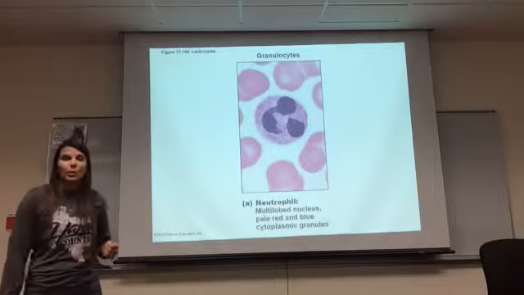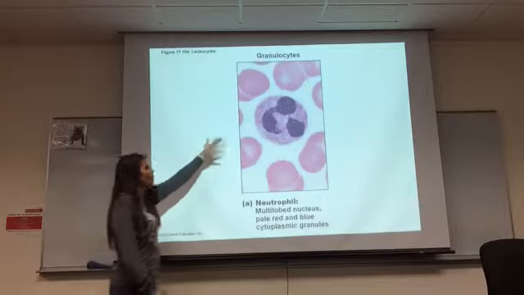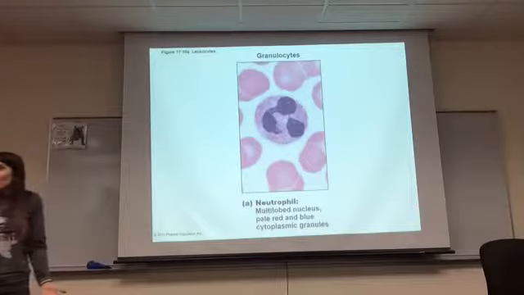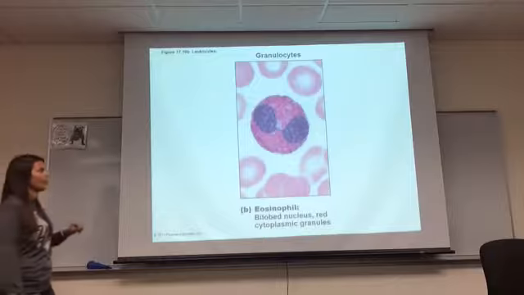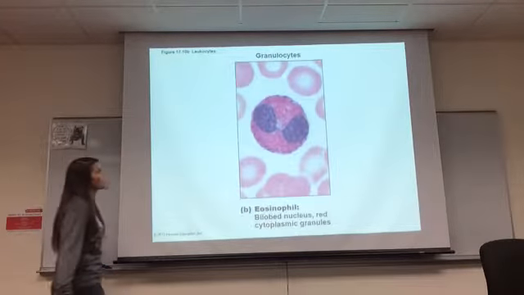Okay, so those are the people who carry EpiPens. Here we have a neutrophil, so we have a 3 to 6 lobe nuclei. You can clearly see that there's multiple lobes there. You can see the nucleus there. This is a granulocyte, so it has a granular appearance. Here we have an eosinophil, bilobed nucleus, granular appearance.